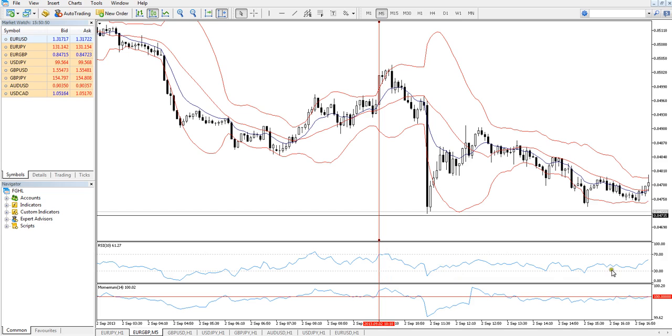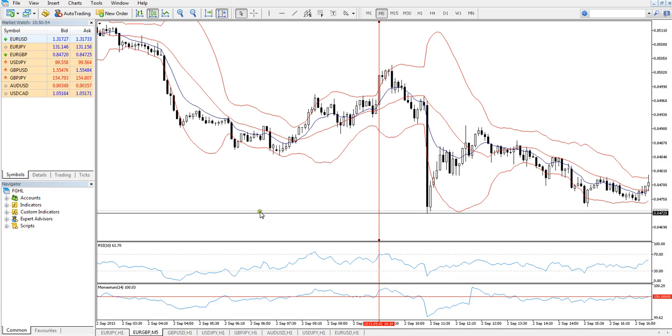The reading for that is 70. Okay, that's quite standard. If you don't know this, have a look at our RSI videos. But in general terms, once the RSI reading is over 70, it suggests that that particular market is oversold, and that's exactly what we've got here.